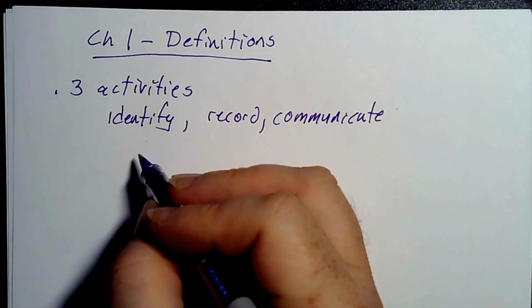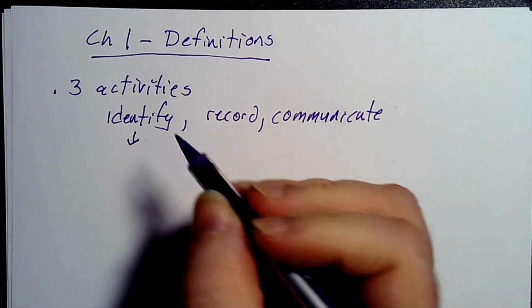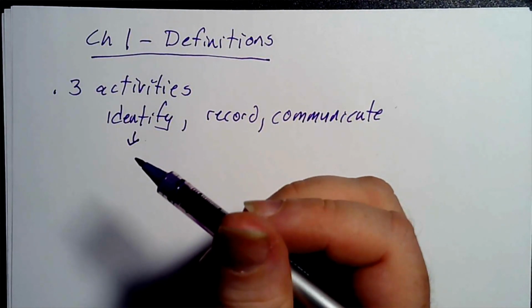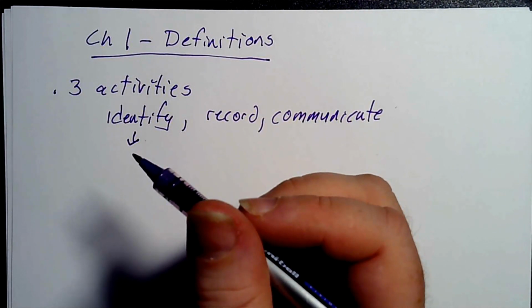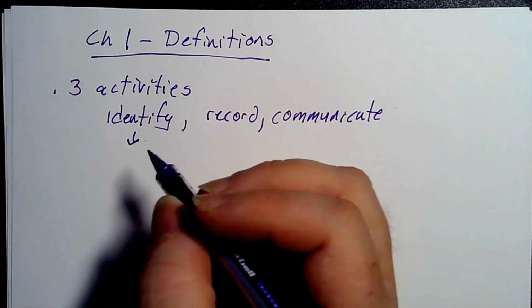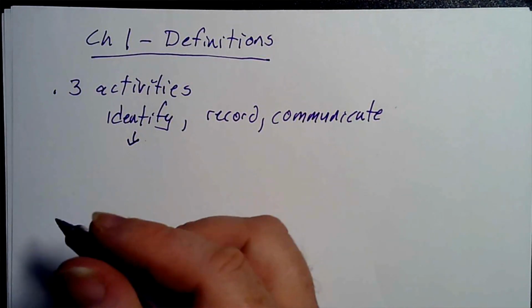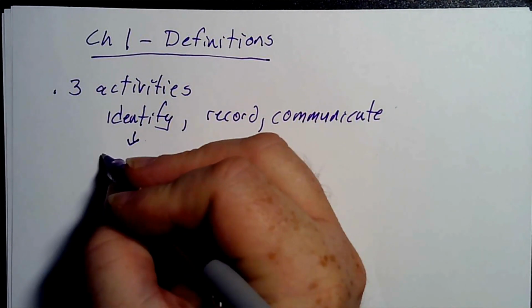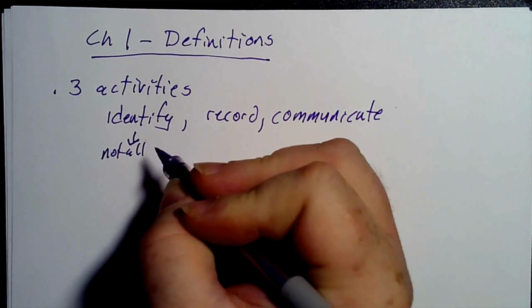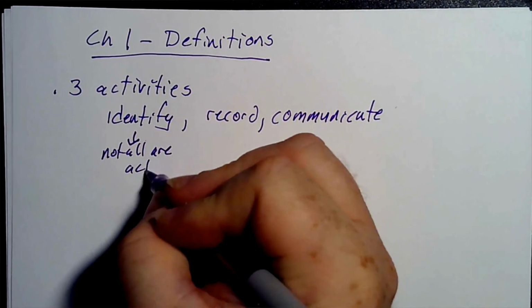And just a brief explanation of each. Identify: not all business activities are going to be something that the accountant is going to be dealing with. Sometimes there are business activities that are still important to the business but fall outside the accounting treatment. So not all are accounting related.